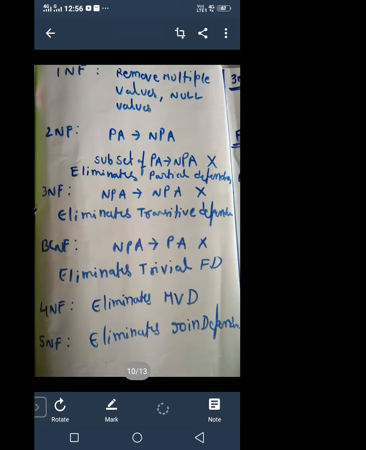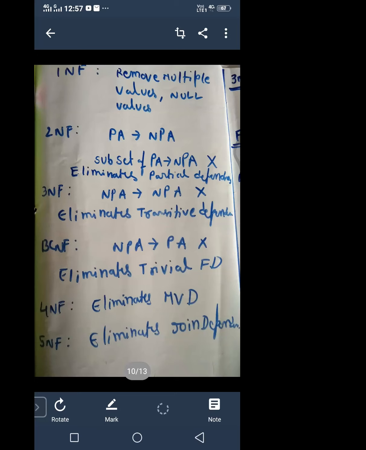Most of the time they ask one question: what are the differences between 3NF and BCNF? Almost these two are equal, but BCNF is stricter than 3NF. Okay, and another one is the fourth NF.